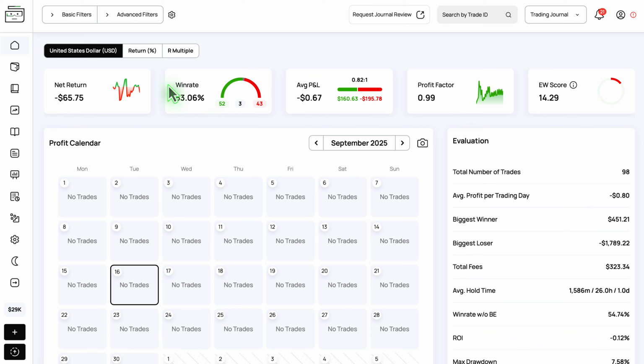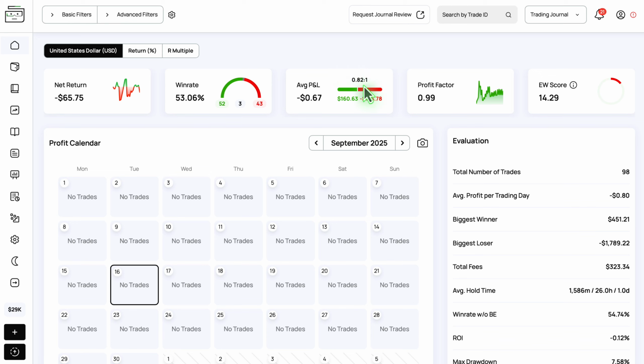Although most traders will take a look at their win rate first, this is not the ideal place because you have very little control over your win rate. However, when you're looking at your average reward to risk ratio, this little figure here, 0.82, here is actually where you as a trader can do a lot about.